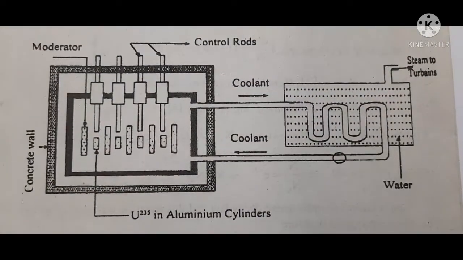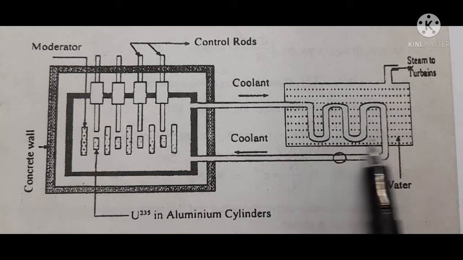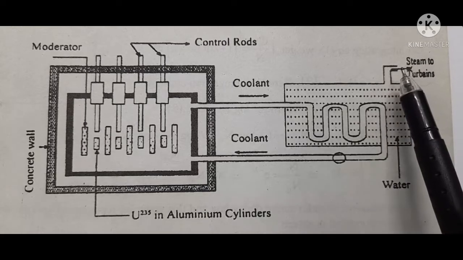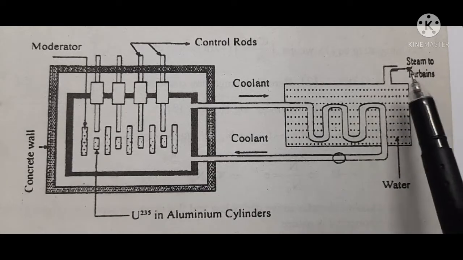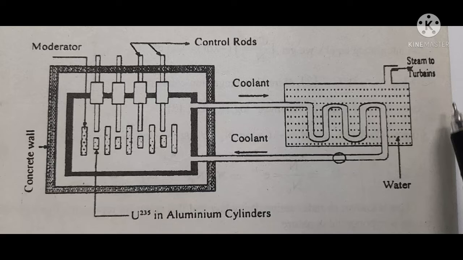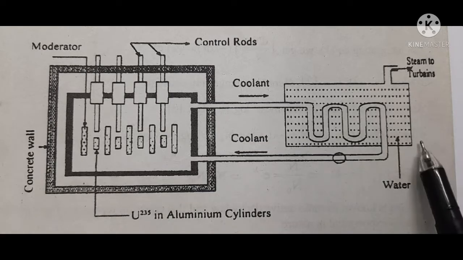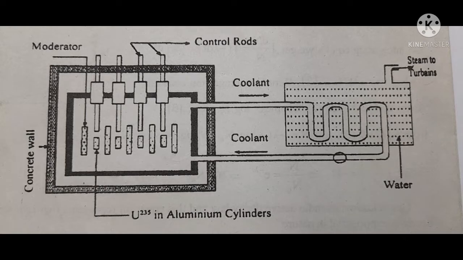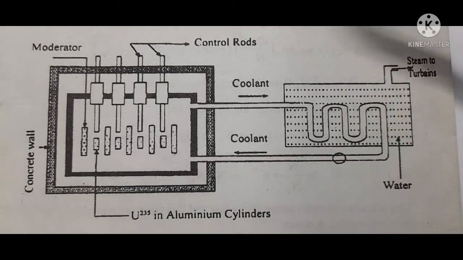So look at this one. Whenever heat passes through these pipes, the water inside the water tank will be heated and produce steam. The steam will come from this outlet. This is allowed to pass over the turbines, which are here. Due to the rotation of the turbines, power will be generated. So this is the principle, parts and working of the nuclear reactor.